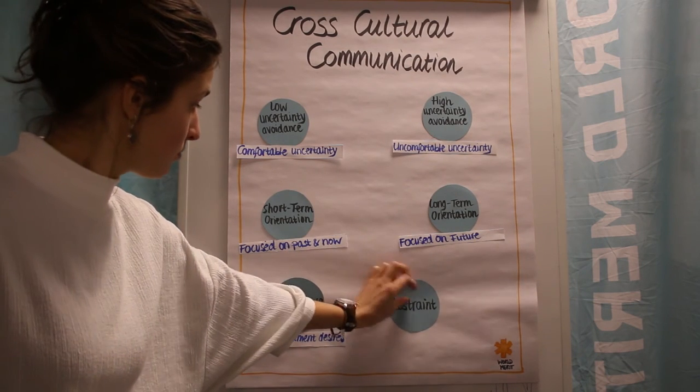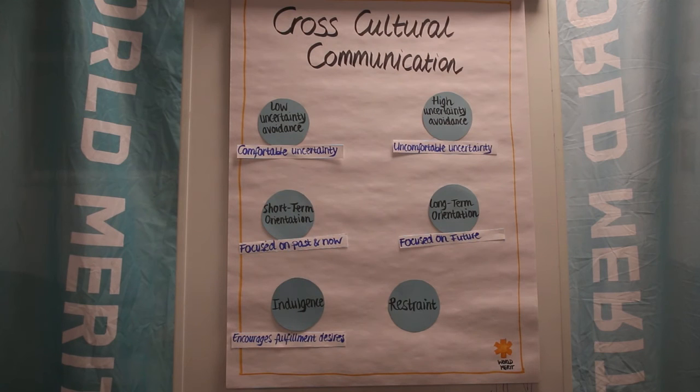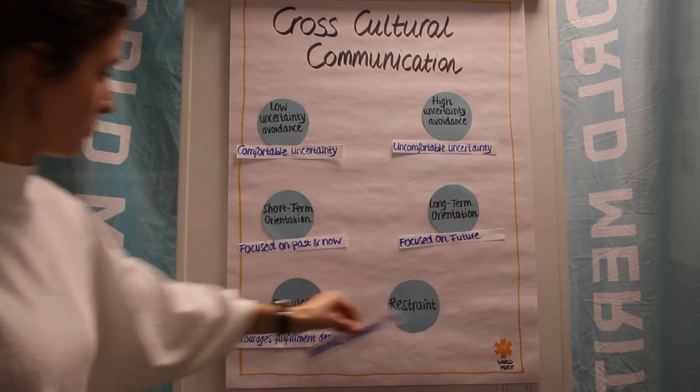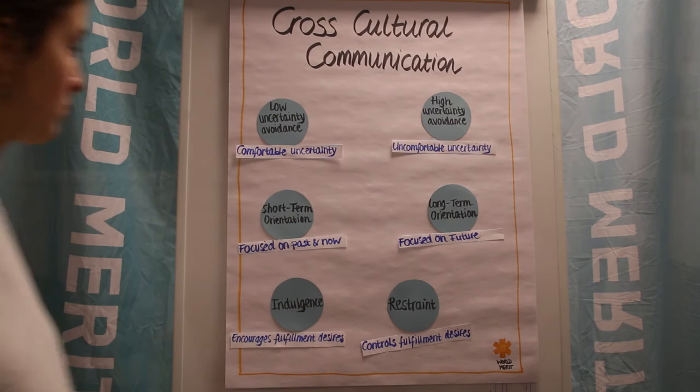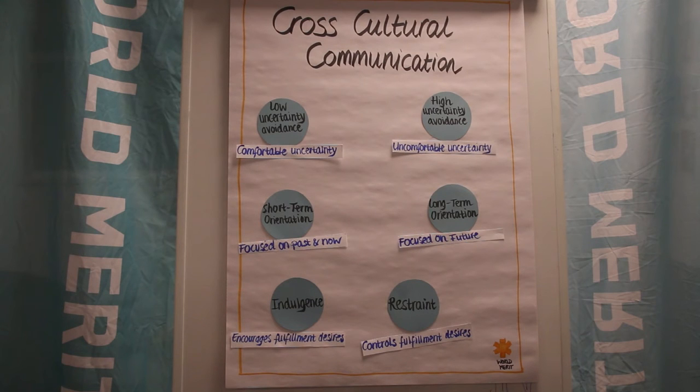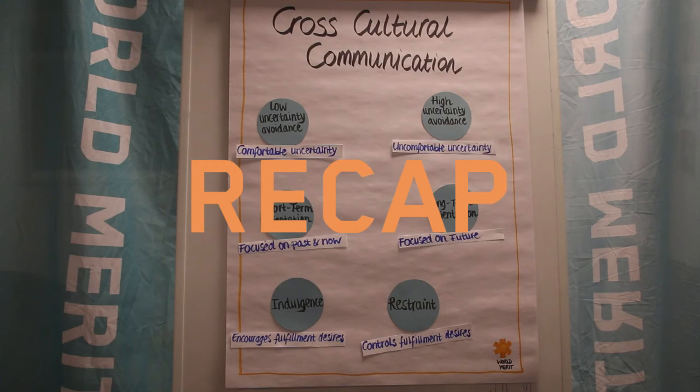You also have cultures which are more restrained, which means that they try to control the fulfillment of needs and people's desires, which they regulate by strict social norms. People in these societies tend to have the perception of helplessness, which means that they feel that they are not in control of what happens to them in their lives. Eastern European, Asian and Muslim countries tend to have this restrained culture. So these were the 6 dimensions of Hofstede.